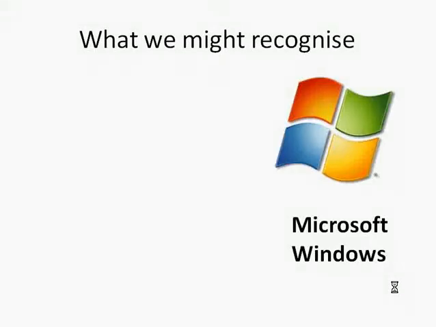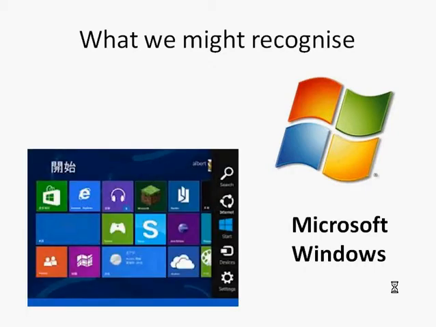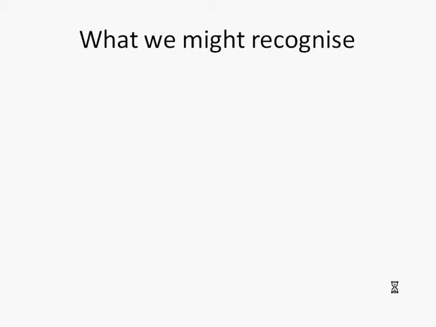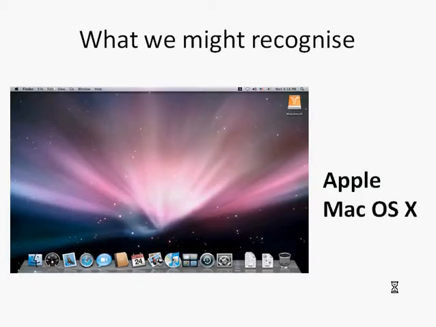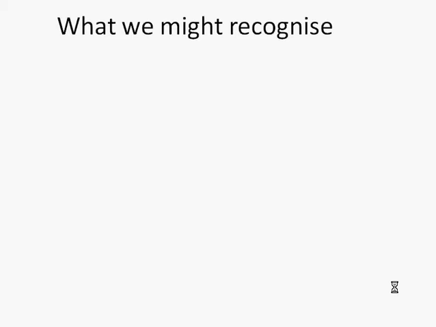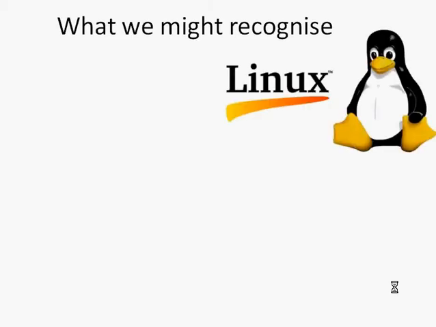And Microsoft Windows might be recognized as the first operating system we think about because it is by far the most used operating system across the world. There's a screenshot of Windows 8, for example. We might also recognize operating systems like the Apple Mac operating system, OS X. We might have heard of, or maybe even used, something called Linux.